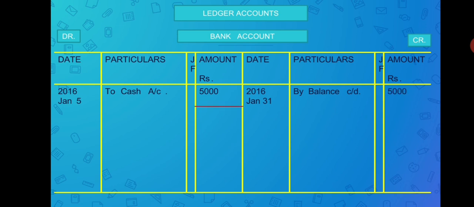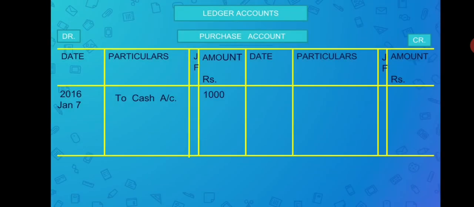Now you want to total the amount and close the account. This is the procedure for totaling and closing the account. Now you want to bring down the balance. So the carry down is on the credit side, so the brought down will come on the debit side. Debit side, February 1st, to balance brought down 5,000 rupees. So whatever amount you carry down, the same amount you have to bring down. Now the bank account is closed.